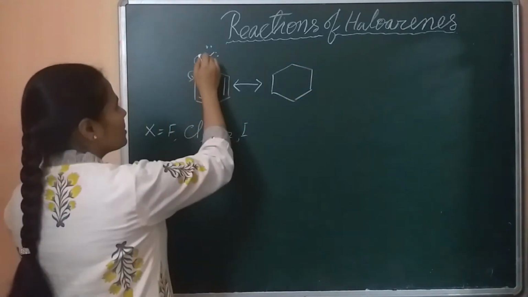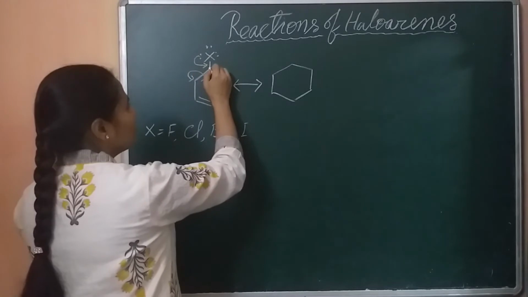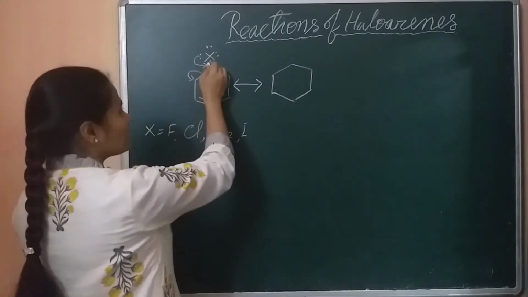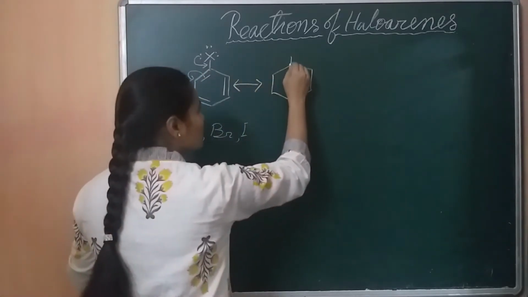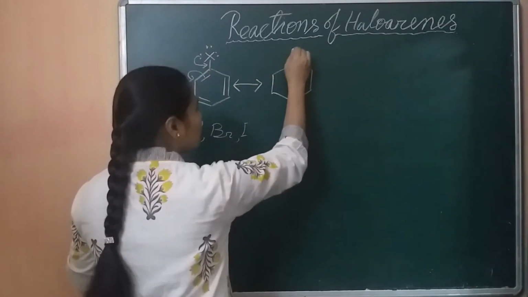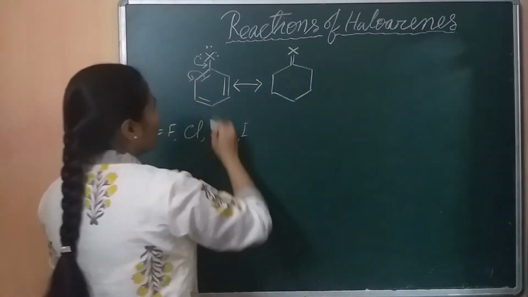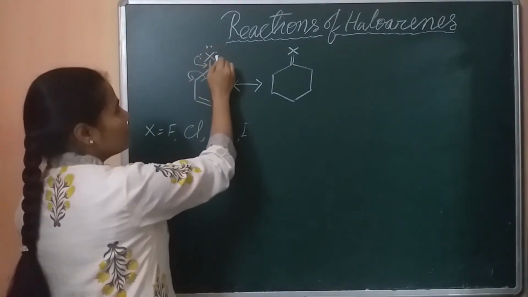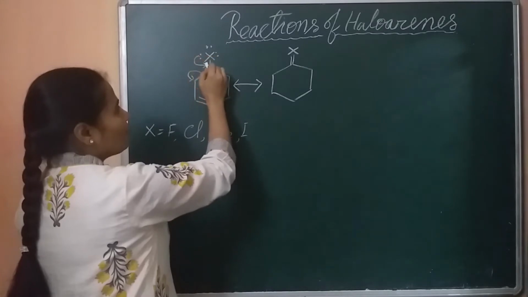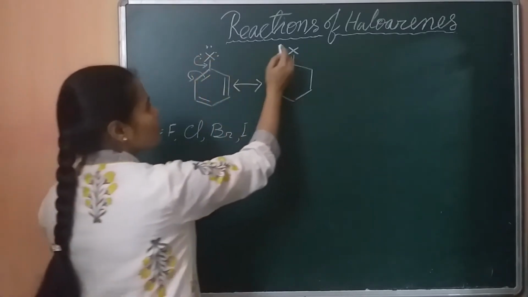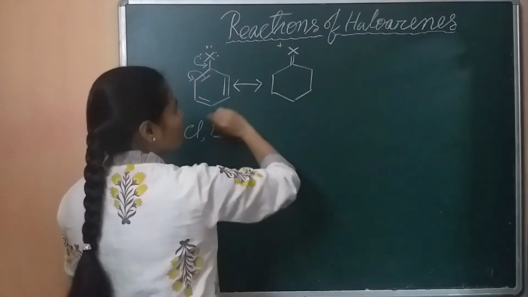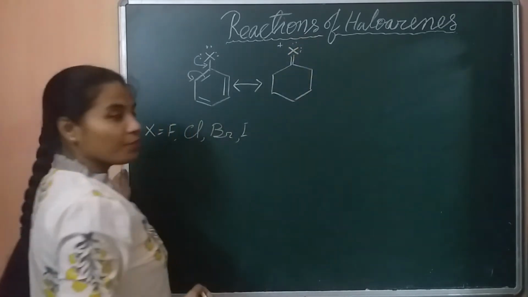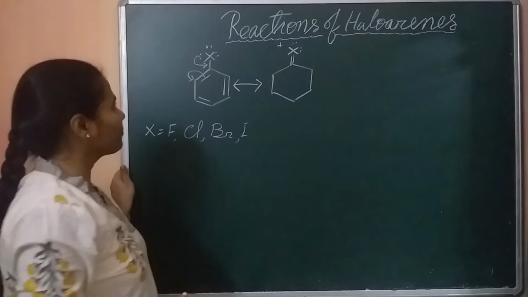You see, this lone pair will come to this single bond and make it a double bond, a slightly double bond character. This halogen has three lone pairs, and it will donate one lone pair, so it becomes positive, and these two lone pairs will remain as they are.